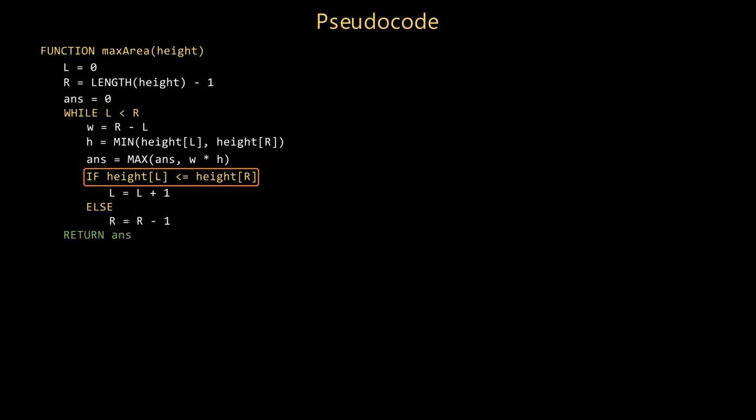If the left height is less than or equal to the right height, we advance the left pointer, ties pick L. Increment L by 1. Otherwise the right wall is strictly taller, so move the right pointer inward. Decrement R by 1. Return the accumulated best area.